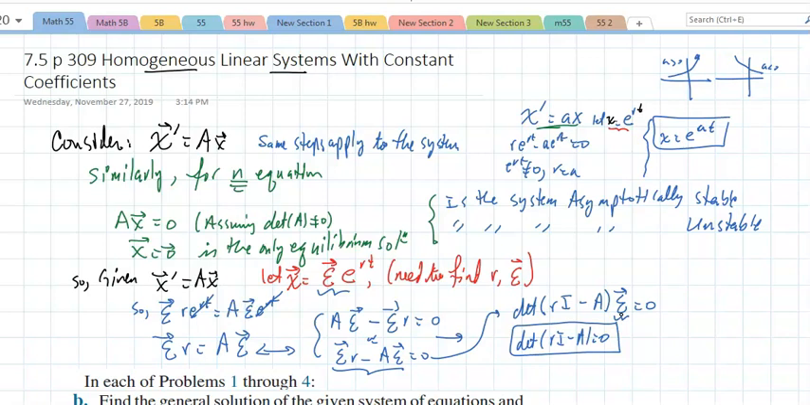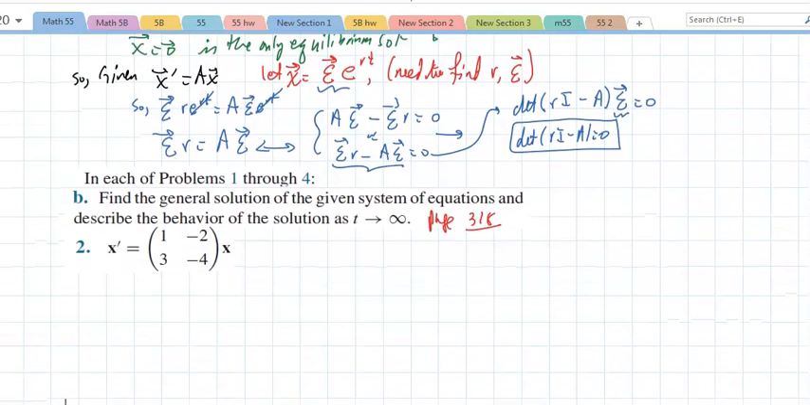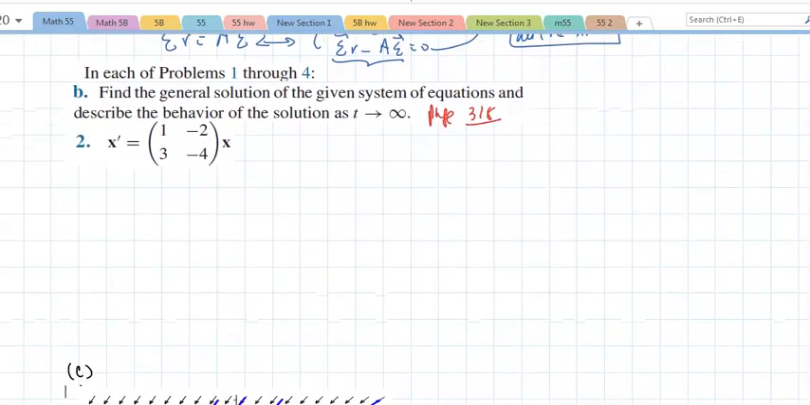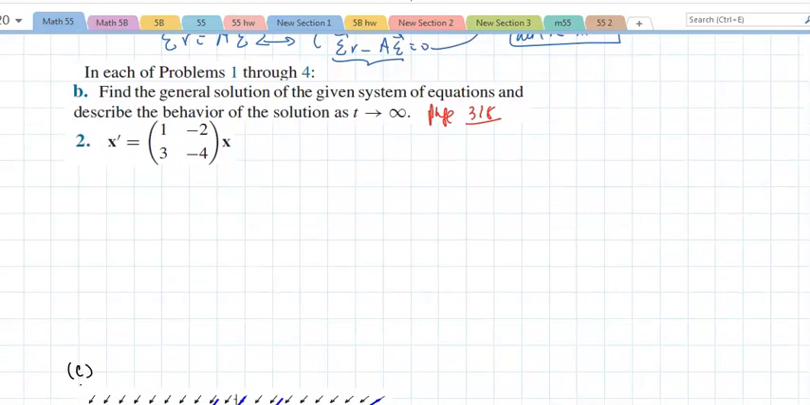Now, I'd like to look at a problem. We're going to go after part B only. It says, in each problem 1 through 4, find the general solution of the system of equations. Part A says draw a direction field; we're not going to worry about that. You're just going to do B. Part C says draw a few trajectories; I use software for that, so you just have to worry about part B.